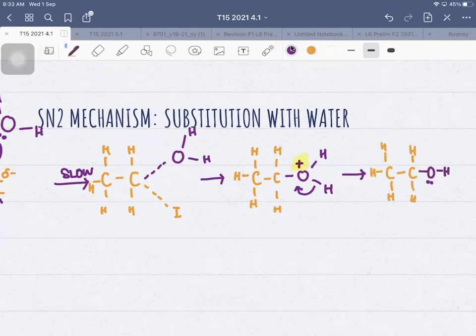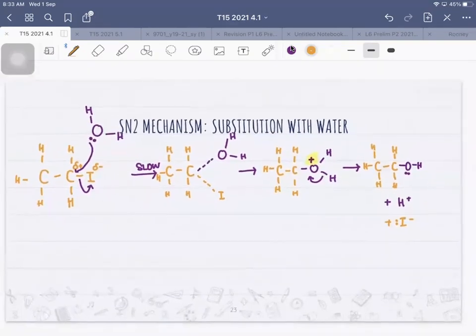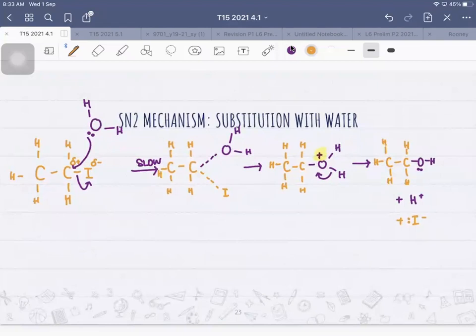Don't forget to draw your lone pair because you've got the electrons from the OH bond, and your other products would be H plus as well as I minus. Right? So that's how you draw your SN2 mechanism. So the question is now, where is the part 2 of the reaction?